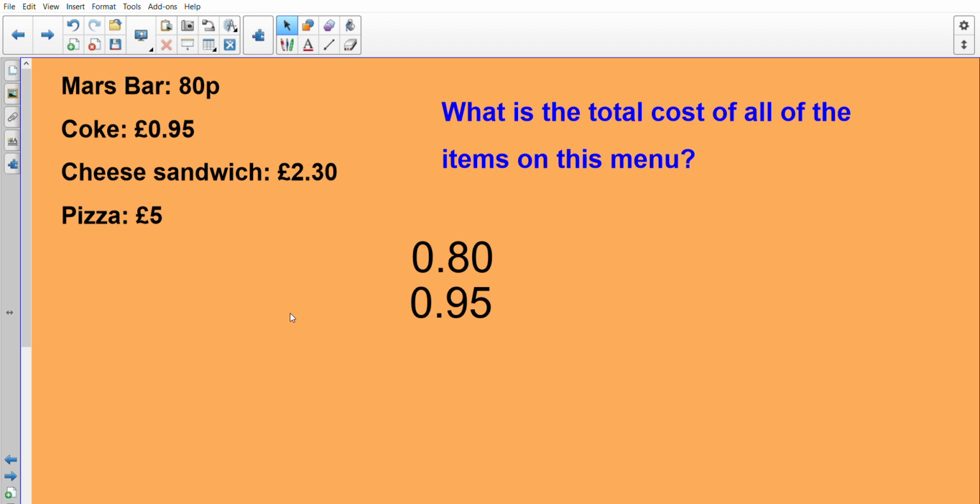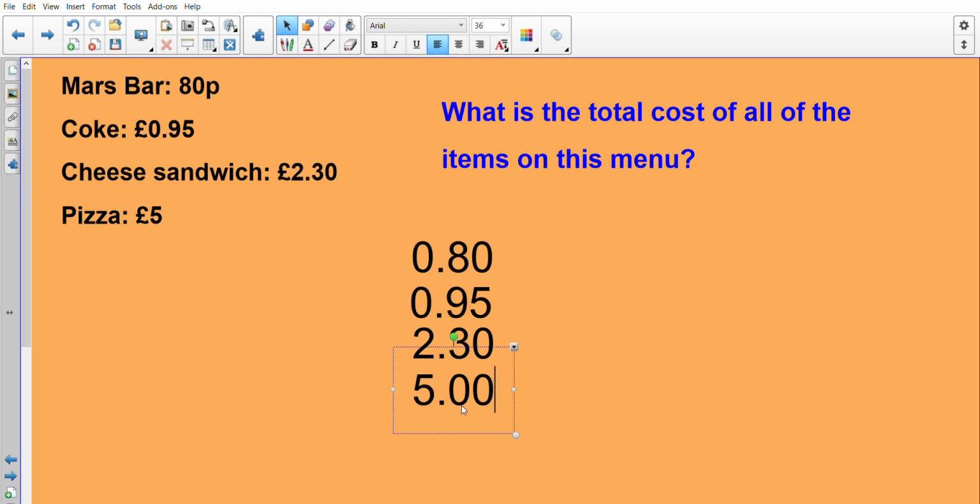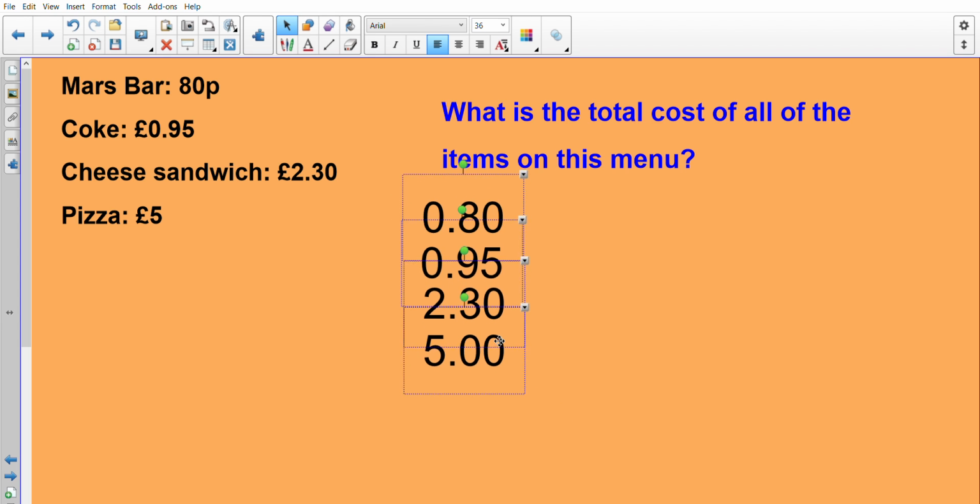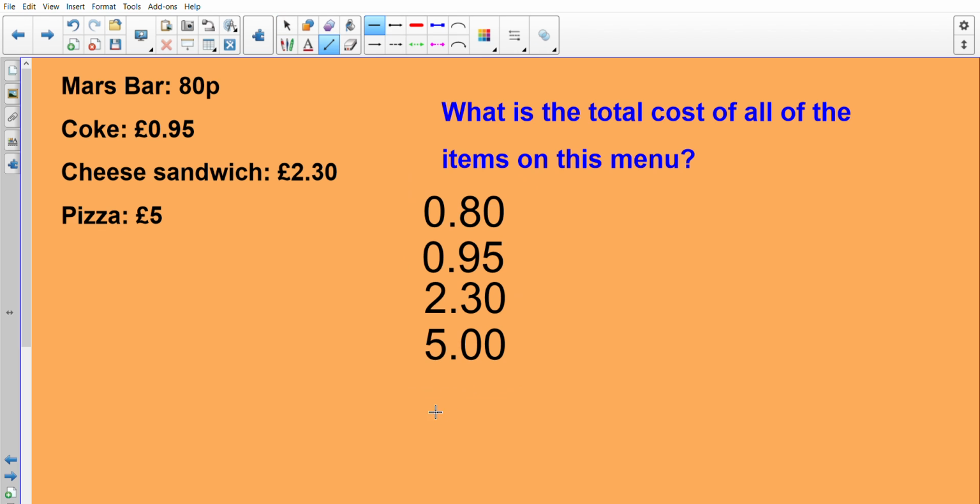The next one is cheese sandwich, £2.30. So we've got 2.30. Remember, in money we can have a 0 on the end, can't we? And the next item is the pizza is £5. And let's have a think about where that 5 is going to go. It's not quite clear. It hasn't even got a decimal point, has it? But these numbers here are the pences, so it can't go there, so it's got to go here. And just to make things easier, we'll put £5 and 0 pence. Okay, and that way we've got 4 numbers, each with a decimal point, and then we can go about adding them up nice and easily.